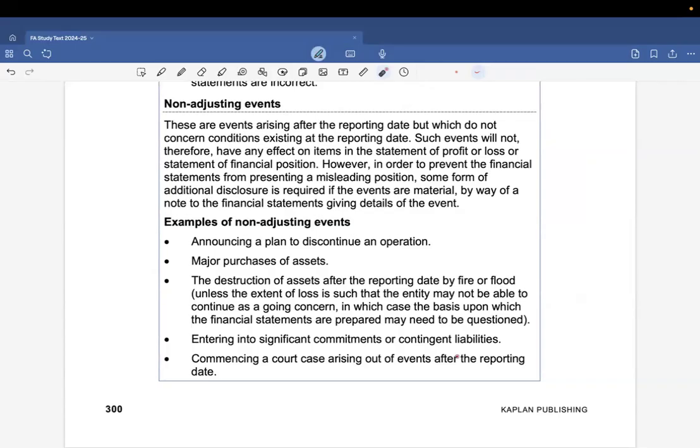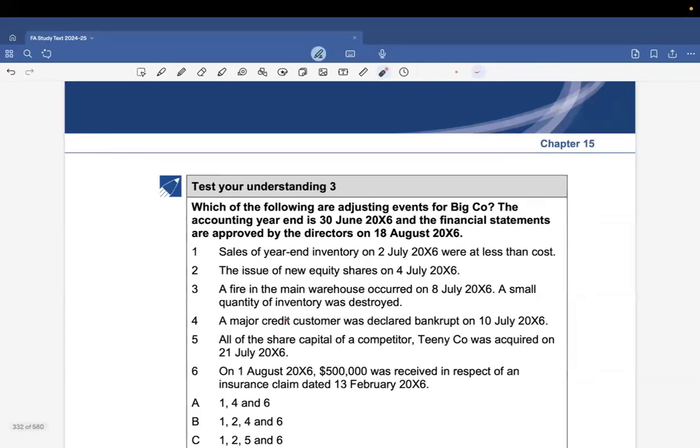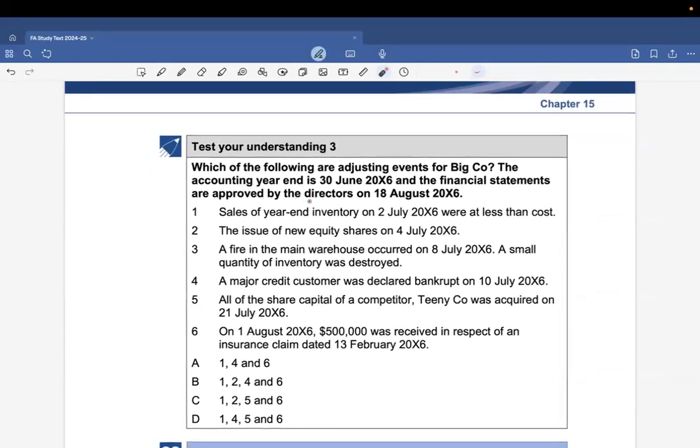Clear? Next is commencing a court case arising out of events after the reporting date. So after the reporting date, something happened and a court case is pending upon it. In that case also, it is just a non-existing event, so you're going to give a disclosure over it. Clear? Okay, now we'll discuss this question.